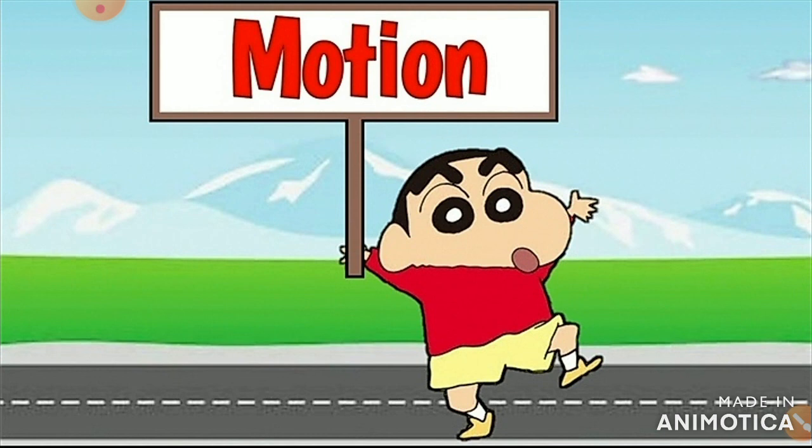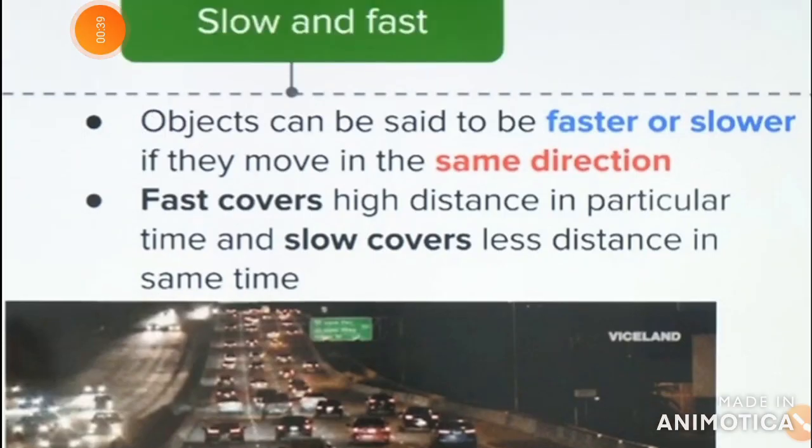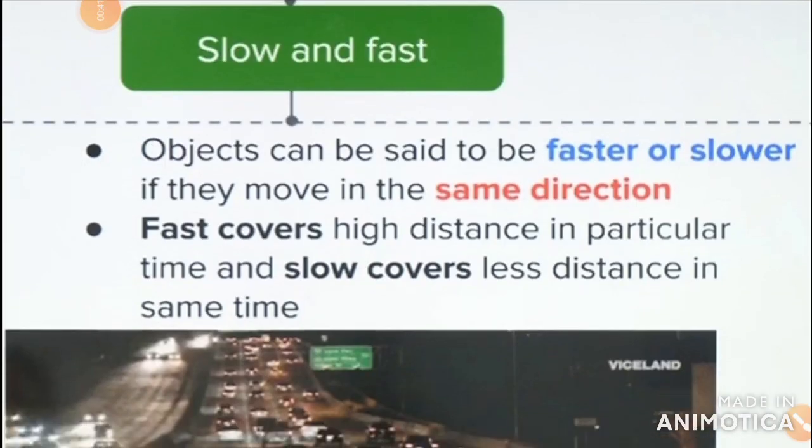In this motion, in the movement, there are two types of movement: fast movement and slow movement. Now let's see the fast and slow movements. Objects can be said to be faster or slower if they move in the same direction. Fast covers a higher distance in a particular time, and slow covers less distance in the same time.